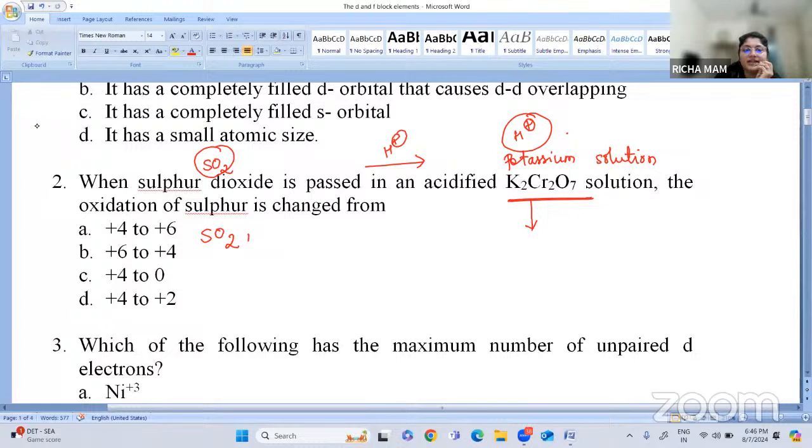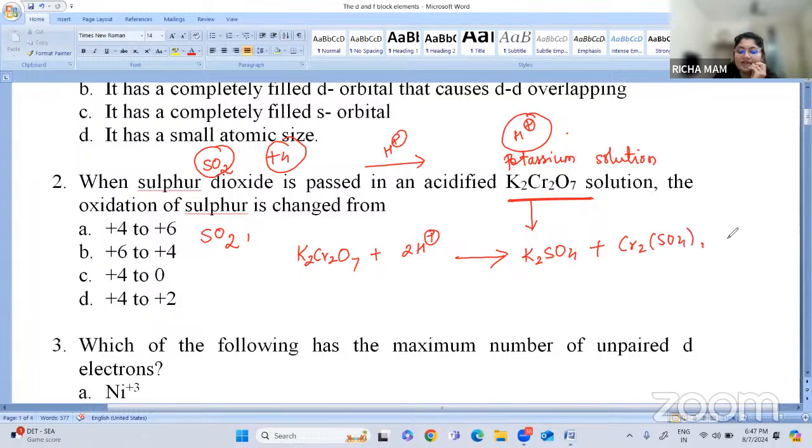So remember that in sulfur dioxide, the oxidation state is +4. So K2Cr2O7, in the presence of H+ ions, is going to react with your sulfur dioxide. And what you're going to get? K2SO4 plus Cr2(SO4)3, plus 7H2O plus 3S. Now what will happen to sulfur dioxide?